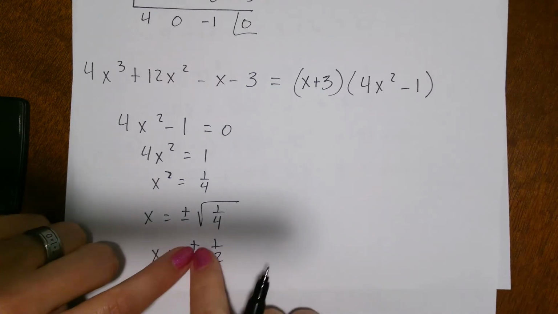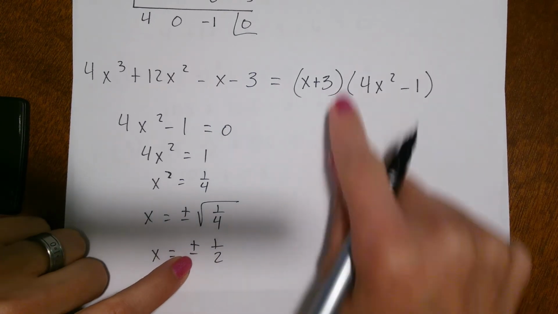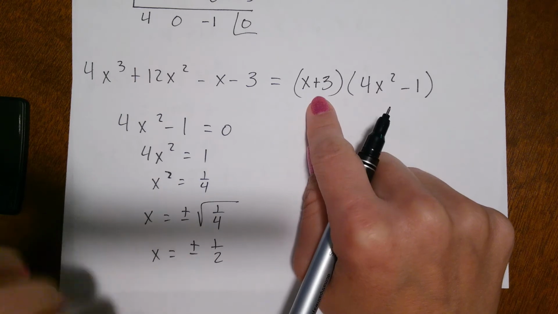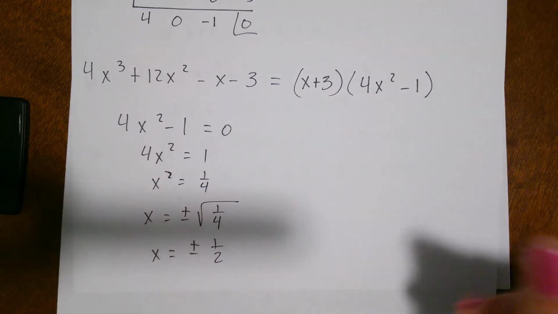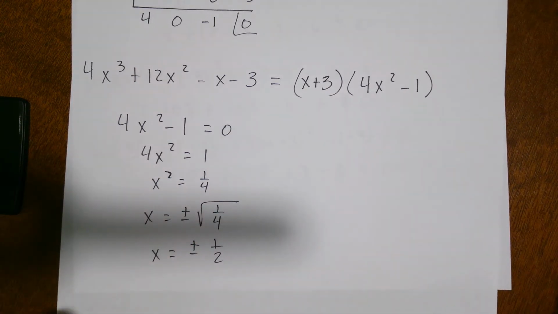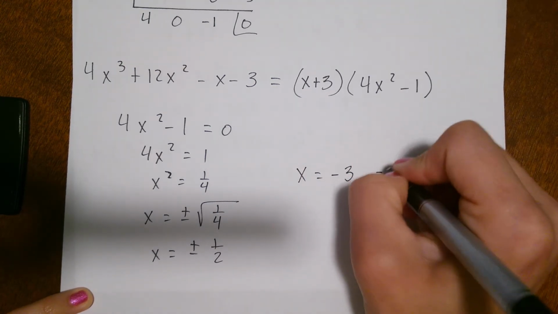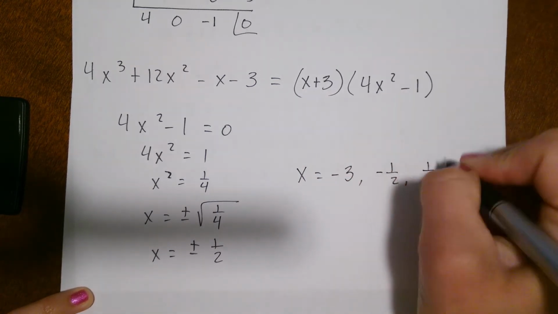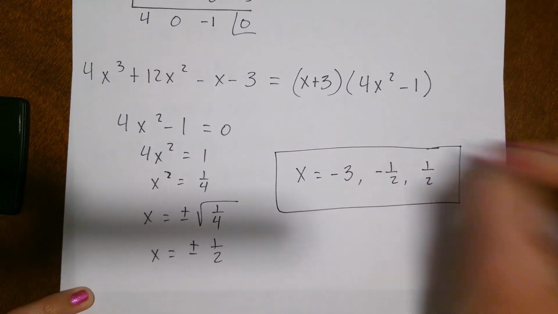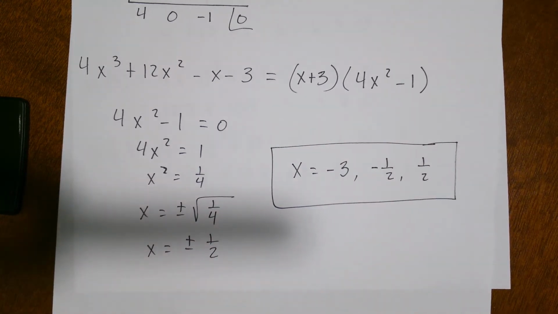And so positive 1/2, negative 1/2, and -3 is 3 total solutions. This was a cubic, so I did find all of my zeros. So I have x equals -3, -1/2, and positive 1/2. Those are all the zeros of this function, or this polynomial.